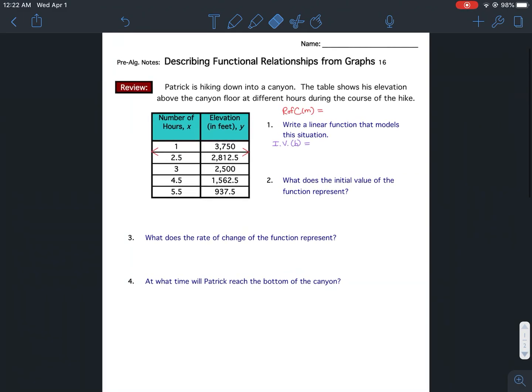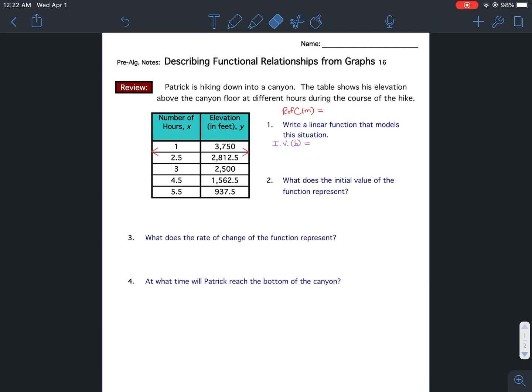Okay, so you should recognize this type of problem. We did something like this in the notes, and also on the last worksheet, worksheet 15, there was a problem just like this. Patrick is hiking down into a canyon. The table shows his elevation above the canyon floor at different hours during the course of the hike. So he starts at the top of the canyon and he's hiking down. If you can picture this, he's descending. And if he's descending, that means we would have a negative slope.